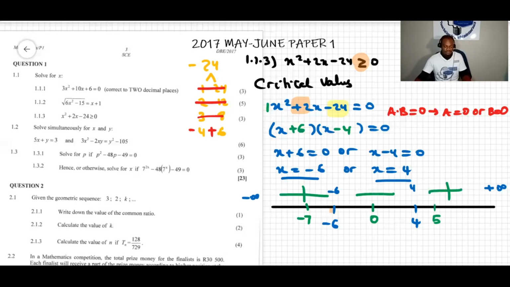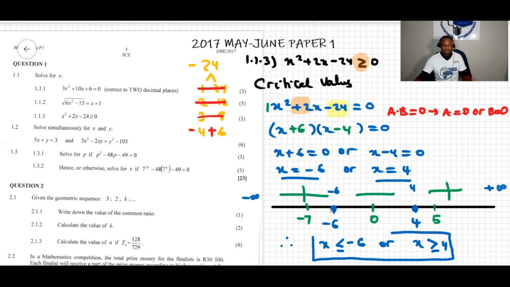Therefore, the solution will be x less than or equal to -6. Because we have a less than or equal sign here, this means -6 is part of the interval. Or x is greater than or equal to 4. Here I want to make it bold to say that 4 is part of the interval. So this is the solution.